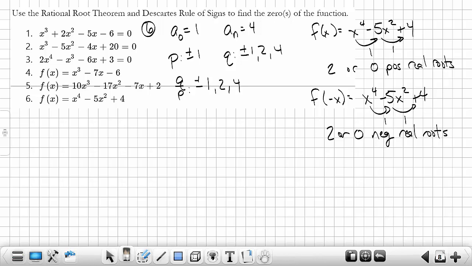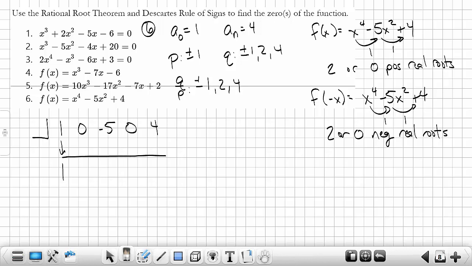Let's see which ones they are, if any, because we could have 0 positive, 0 negative, and we could just end up with all imaginary. But we got to try. Don't forget our gaps. We have 2 gaps. We don't have an x cubed, and we don't have a just x. So we've got 1, 0, negative 5, 0, 4.